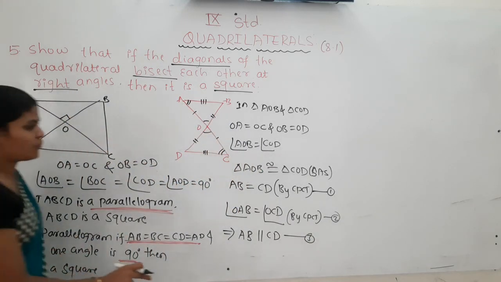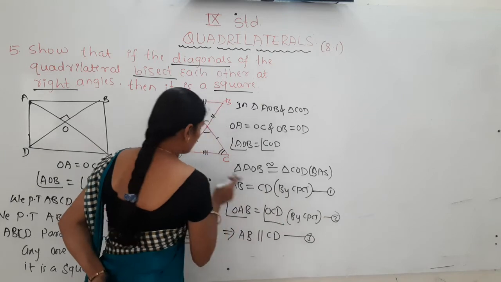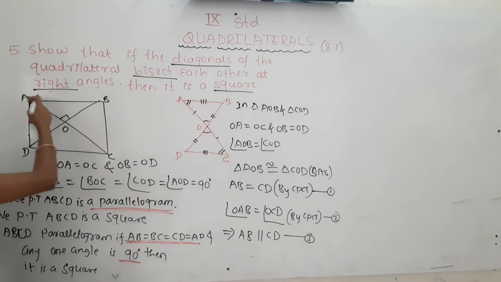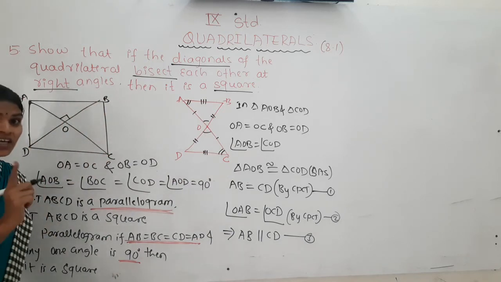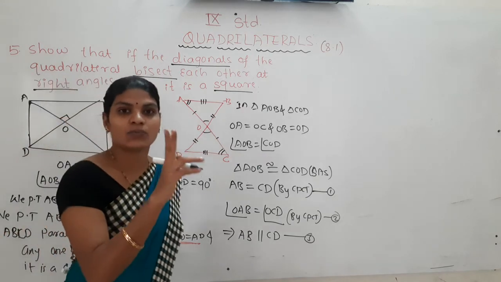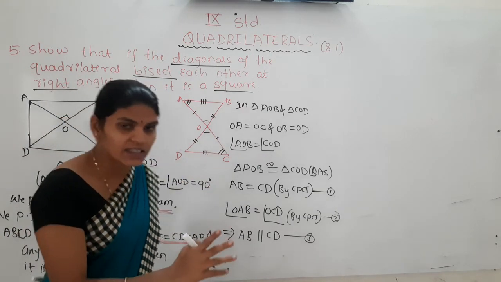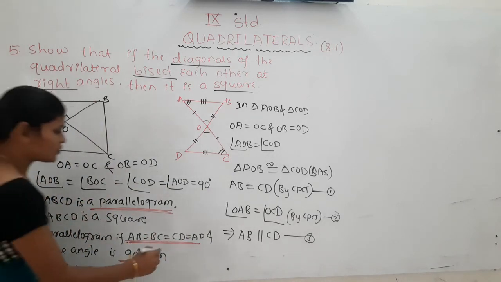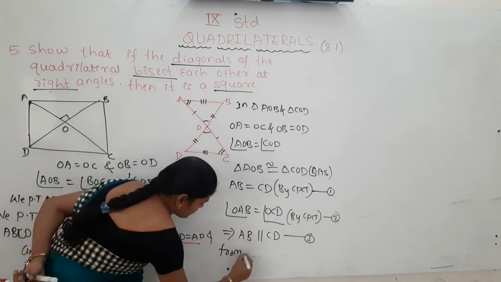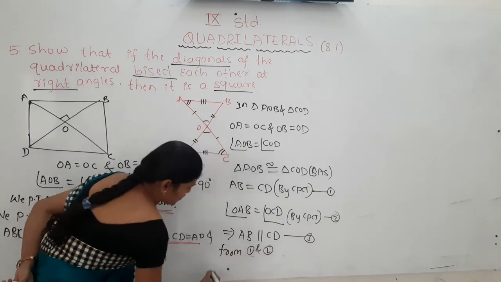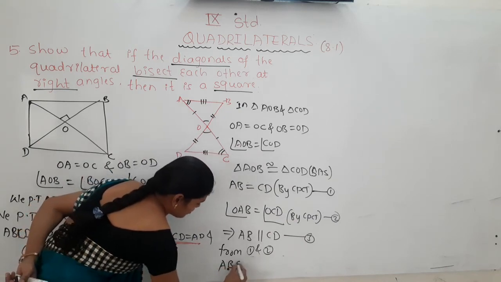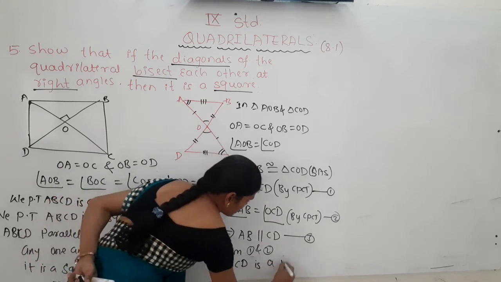You can conclude now from equations 1 and 3: your opposite sides are equal as well as parallel, means your quadrilateral ABCD is one of the what? Parallelogram. The parallelogram condition is that one pair of opposite sides are equal as well as parallel. Then the quadrilateral is a parallelogram. So we can conclude now from 1 and 2, your quadrilateral ABCD is a parallelogram.